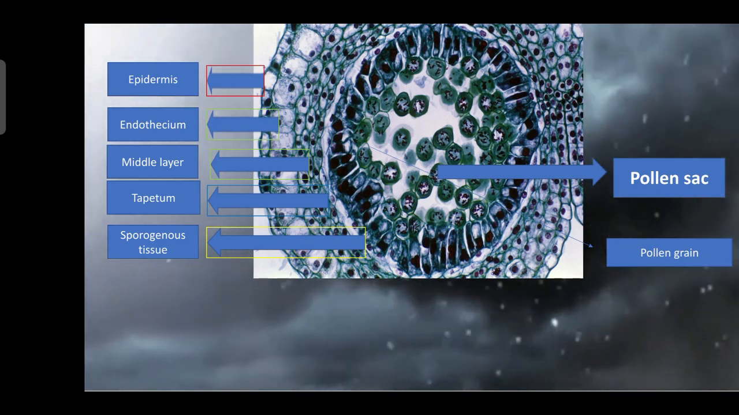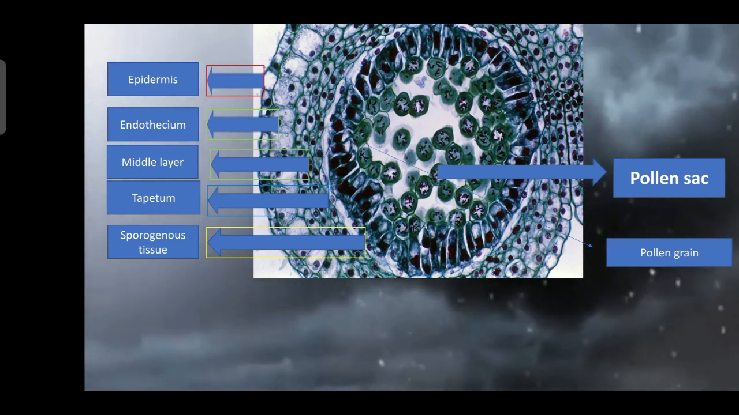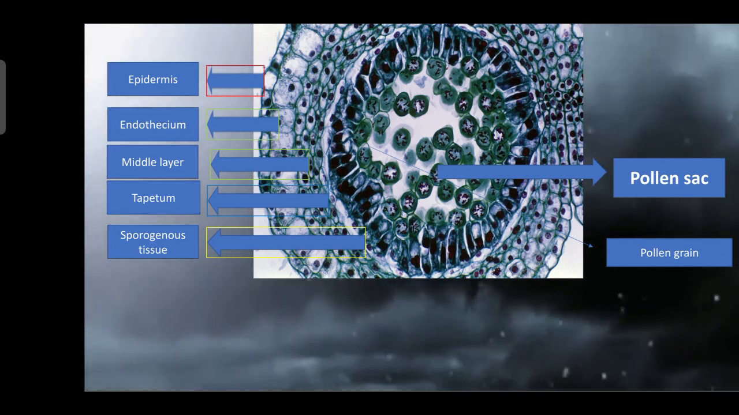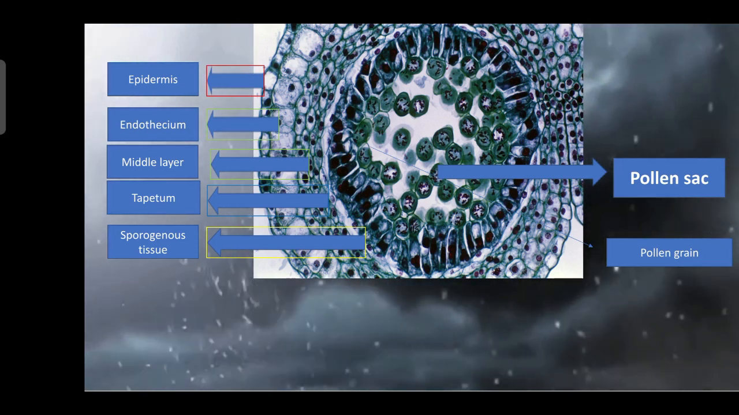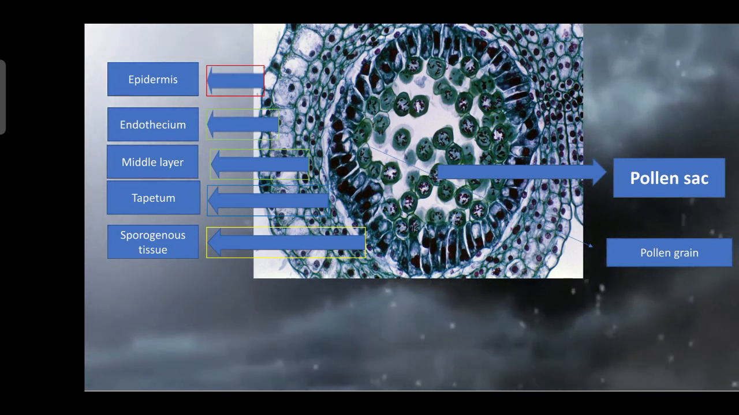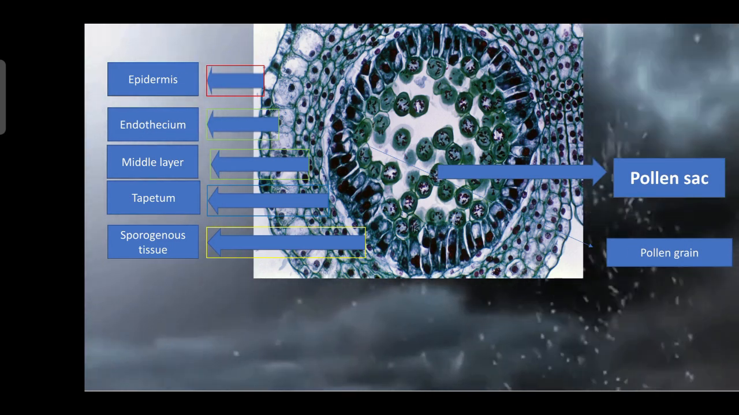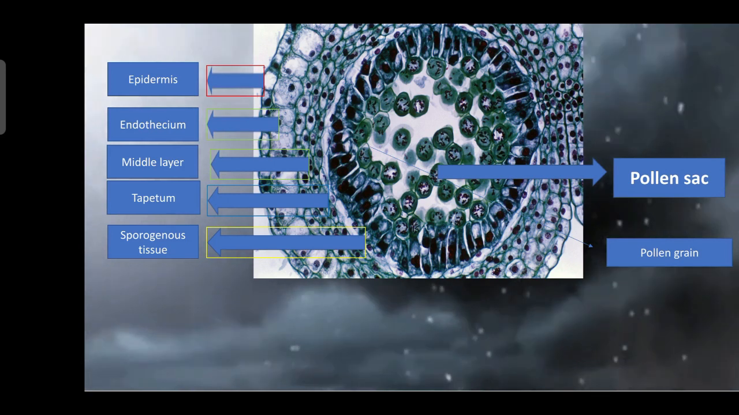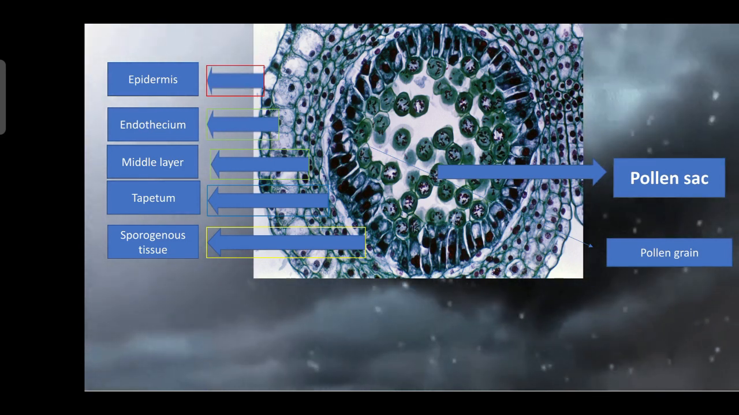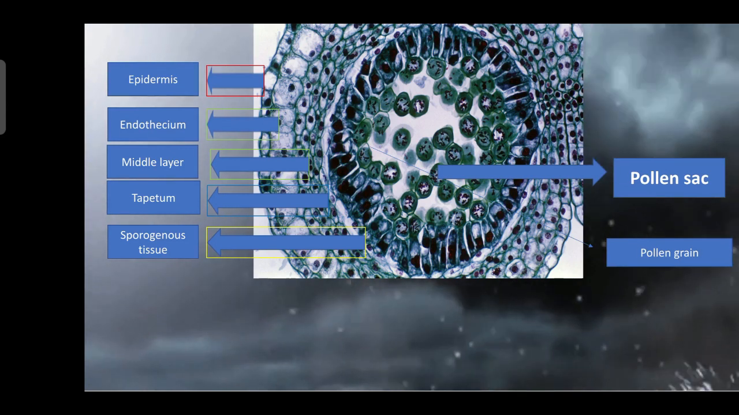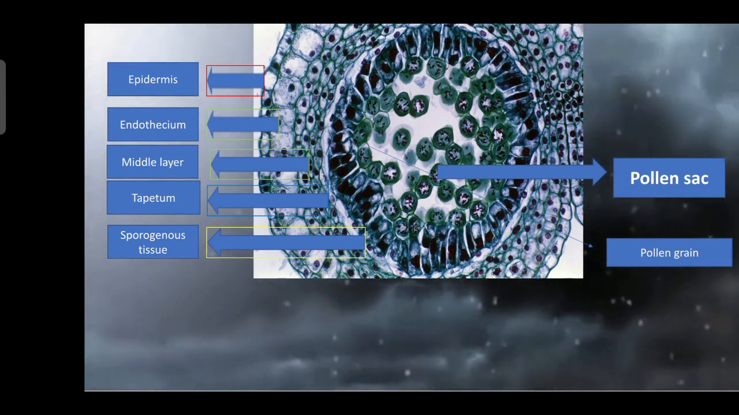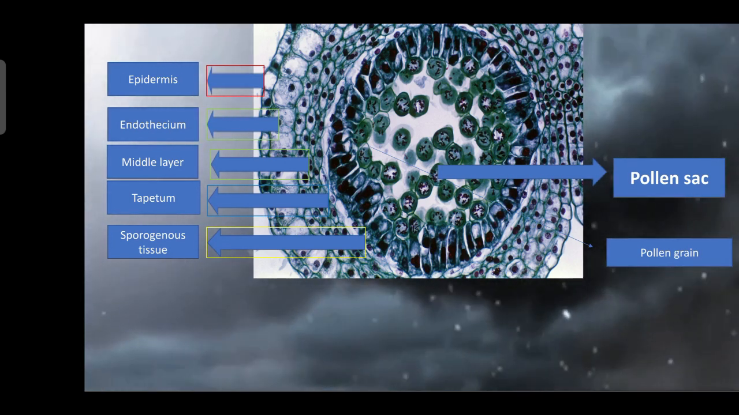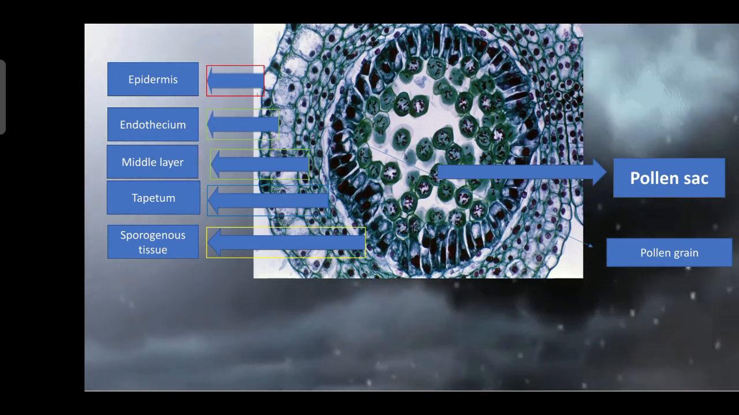Okay, the sporogenous tissue, the next one. This sporogenous tissue is present inside the pollen sac. How do they look? The sporogenous cells are similar in nature, so they are called homogeneous cells. They look the same, and these cells are compactly arranged. So what do they do? The sporogenous cells divide meiotically to produce haploid microspores, or the pollen grains.